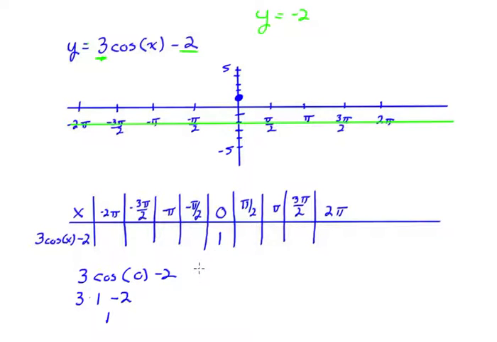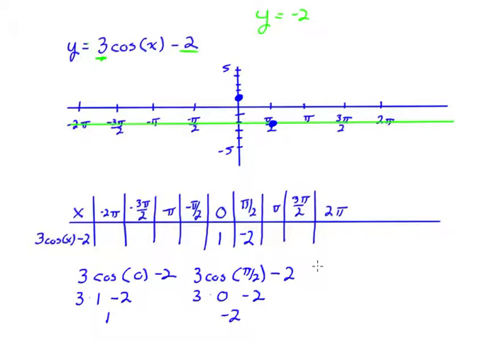Next, we're going to do pi over 2. It's 3 cosine of pi over 2 minus 2. Okay, cosine of pi over 2, we all know, is 0. So that will be 3 times 0 is 0, minus 2 gives us -2. Moving on to our next coordinate point, let me plot that first here. So at pi over 2, we're at -2. Oh, right on that imaginary axis. We kind of like that.